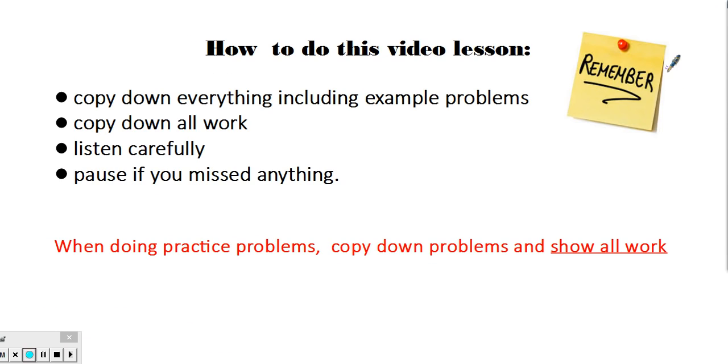Couple things to remind you. Please copy down everything that's included in the video. Those are example problems and all the work that I show. Okay? Remember to listen to the entire video. No music is allowed during video lessons. If you miss anything, if I am going too fast, then always feel free to pause or slow down so that you can review what you missed.